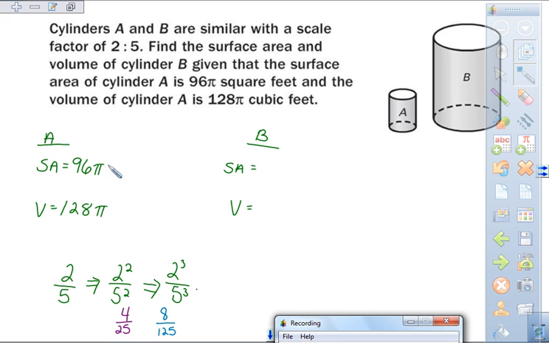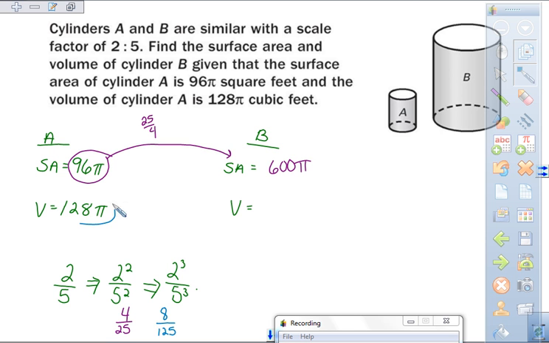So our ratio is 2 to 5. A is obviously smaller than B, so we have to get larger. So we would probably want to look at the reciprocals of the numbers that we wrote. So to calculate surface area, we're going to take the 96 and we have to multiply it to make it bigger. So we're going to multiply by the fraction 25/4. And we get 600. So I did 96 times 25/4, and then I'm going to leave the pi on there.